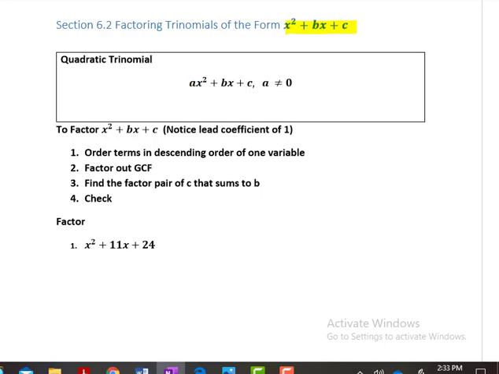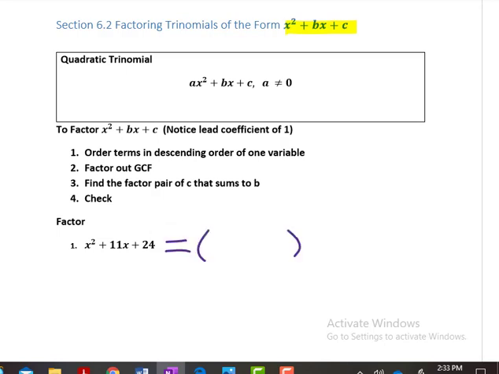So the steps for this are, we need to order our trinomials in descending order of one variable. If you look at example 1, it is already ordered in descending order of one variable: the x squared, and the next term is 11x, and then there is just the constant 24. Step 2 is to factor out the greatest common factor. Now there is no greatest common factor, so we don't have to factor anything out.